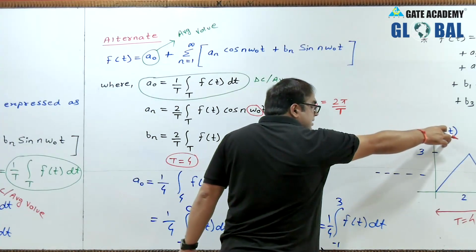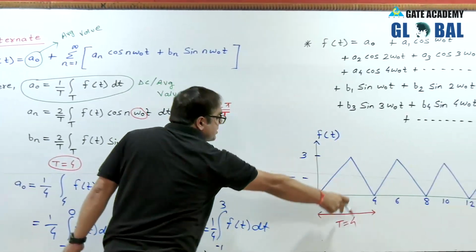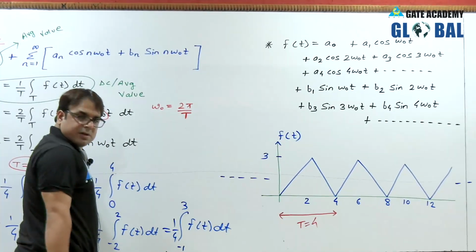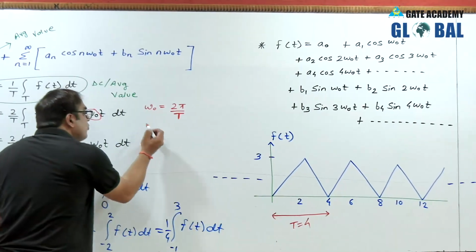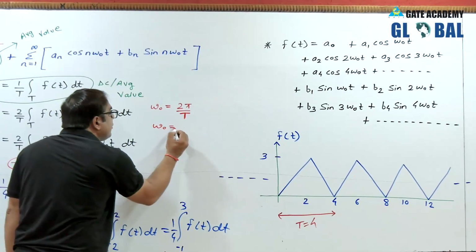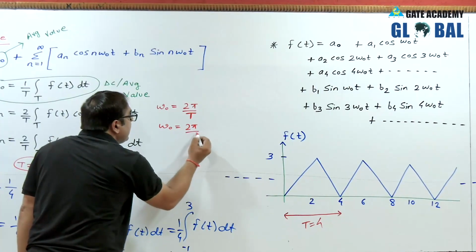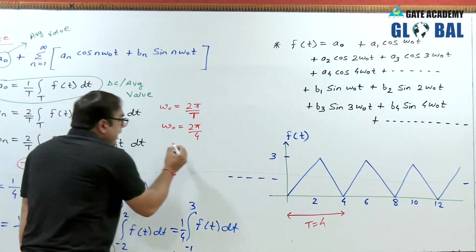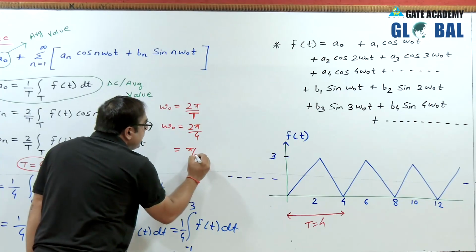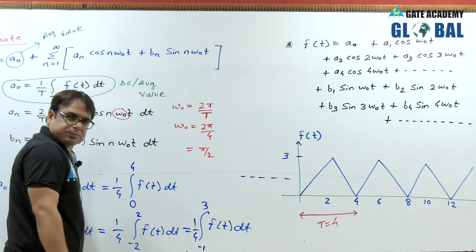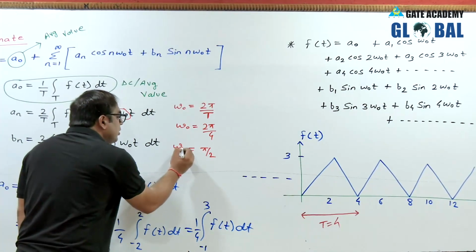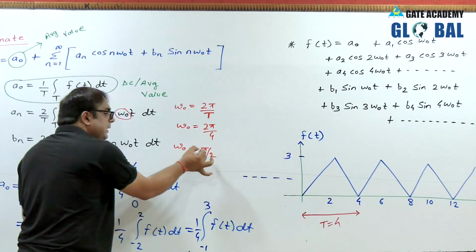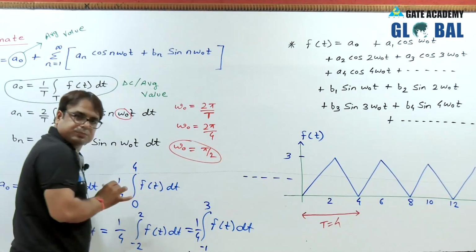We have considered a periodic signal whose time period is 4. So the value of omega naught will be equal to 2 pi upon 4, which is pi upon 2. So omega naught for this particular example is pi upon 2.